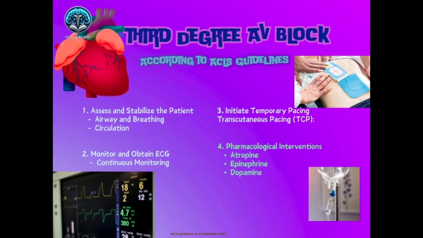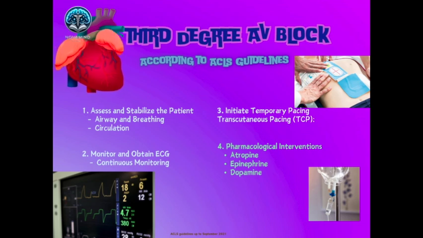Initiate temporary pacing. Start with transcutaneous pacing (TCP). TCP is recommended for patients with symptomatic bradycardia due to complete heart block. If the patient is conscious and TCP is uncomfortable, consider administering analgesics and sedative.